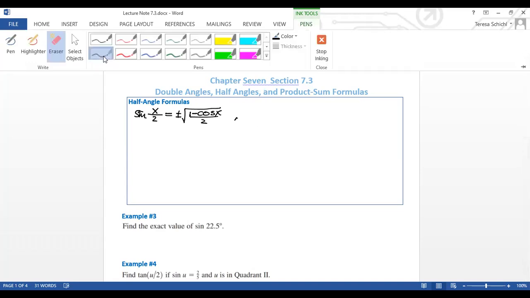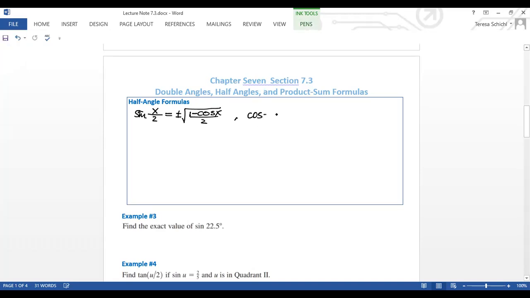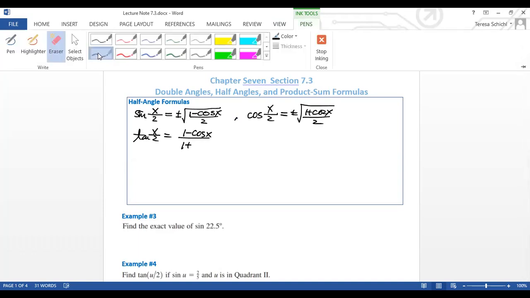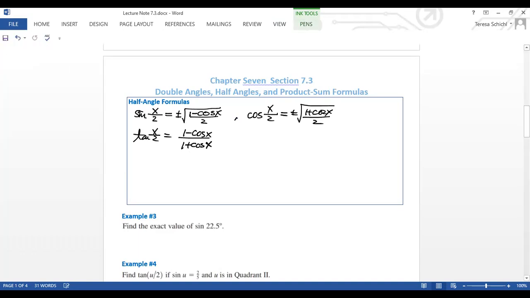Okay, so then we have cosine x over 2. This one here will be plus or minus the square root of 1 plus cosine x over 2, right? Then the tangent of x over 2 will just be equal to 1 minus cosine x over 1 plus cosine x. Okay, so it's 1 minus cosine x, 1 plus cosine x.